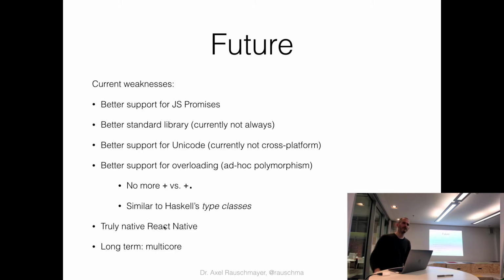And one really neat idea that I've heard of, that's also something that they want to have eventually, is a truly native React Native. So you will be able to program native code in ReasonML, and you will be able to use React Native to program a user interface, but there won't be an intermediate JavaScript layer. So you'll work with it directly. And for cross-platform native programming, that'll be pretty awesome. And long-term, there will also be support for multi-core via algebraic effects. But that is long-term.